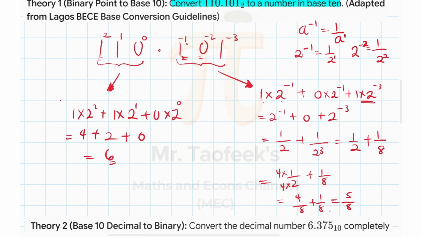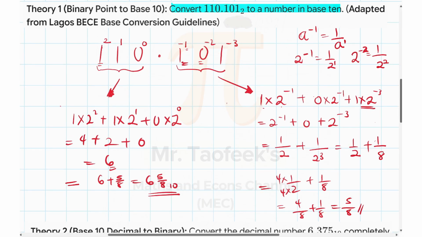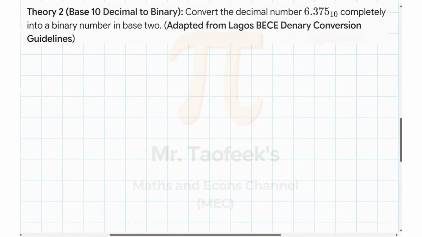So what do you now do? You basically just bring both of them together. So our final answer is going to be 6 plus 5 over 8, which is 6 whole number, 0.58 in base 10. And that's the answer. So yeah, that's the first theory question done. Now let's go on to the second theory question.